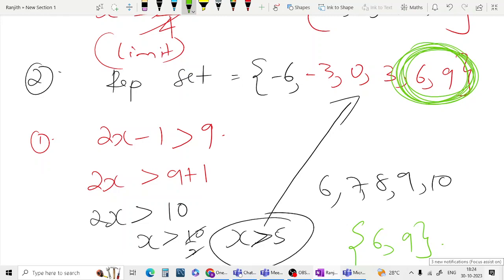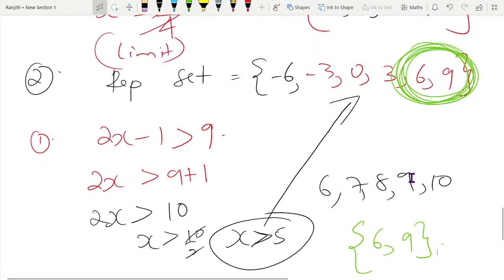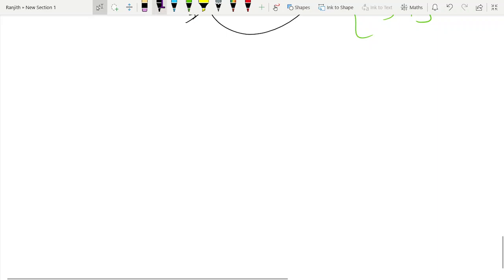Okay, yes, sir. Second question, homework. You all try the second one for homework. Third one, you all tell me the question and what's the limit there.